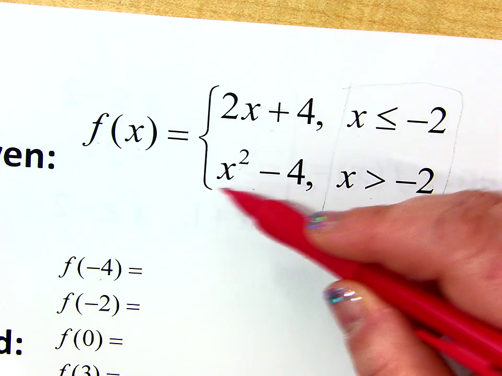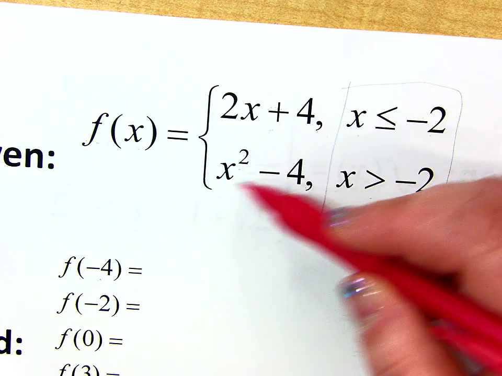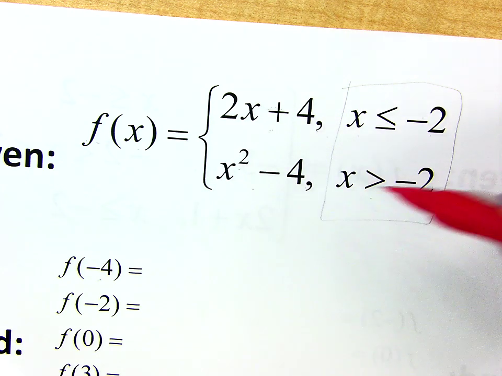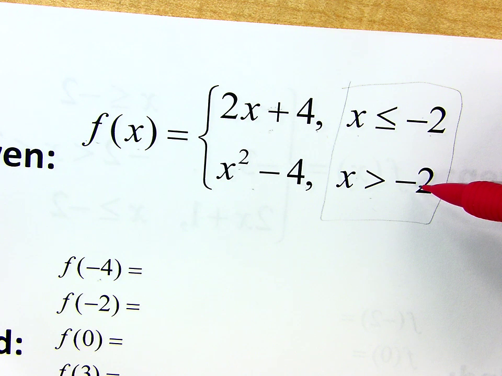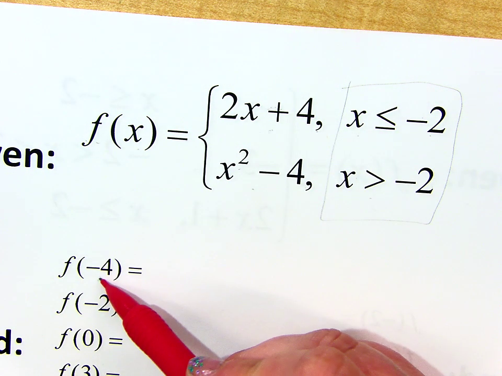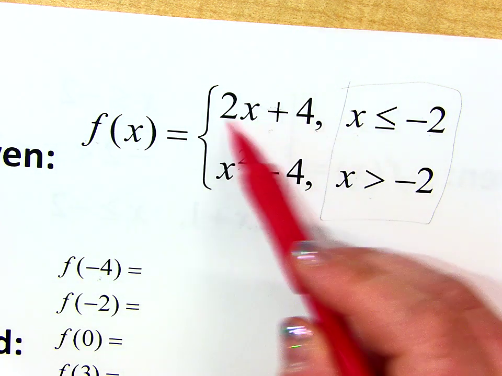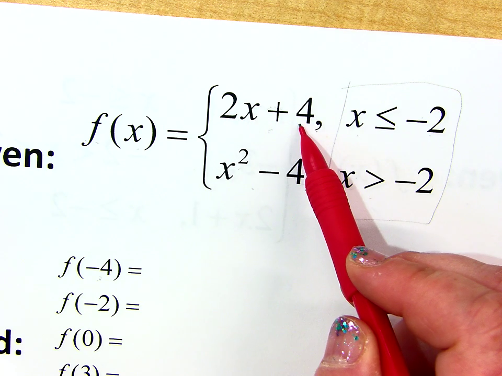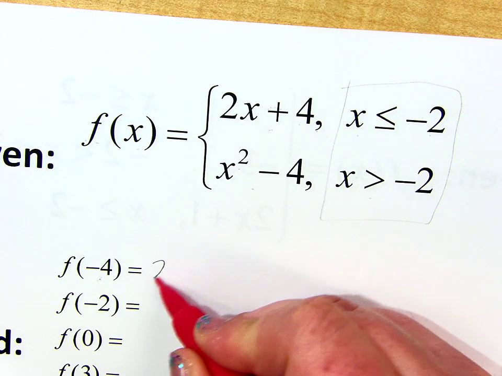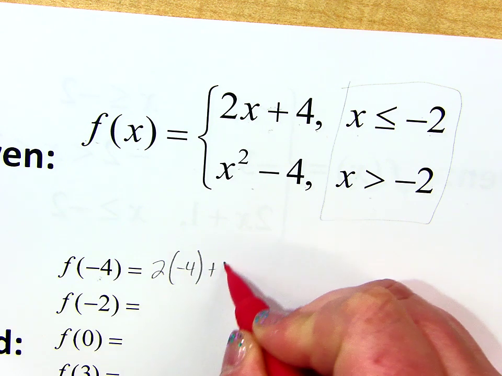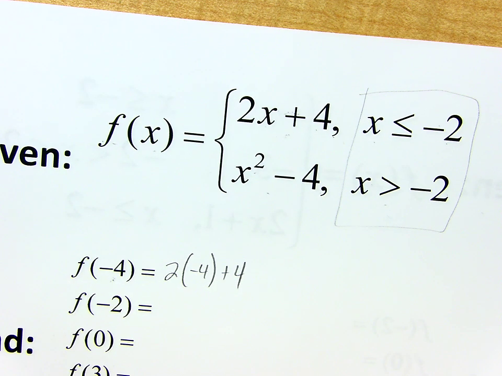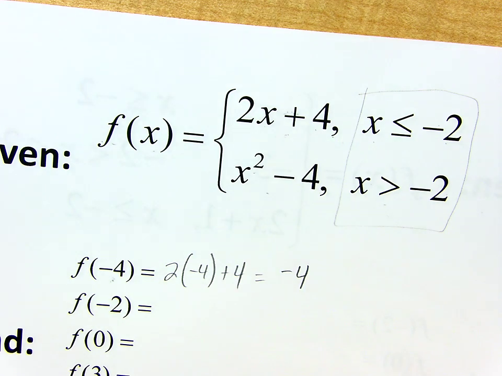I would never plug in negative 4 down here because this part of the function doesn't even exist until x is greater than negative 2. And that's not where I'm at. Does that make sense? So my function only exists at negative 4 up here. So I'm going to plug in negative 4 to the top. So when I do that, that would be 2 times negative 4 plus 4. What do I get out? Negative 4. So the value of my function at negative 4 just so happens to be negative 4.